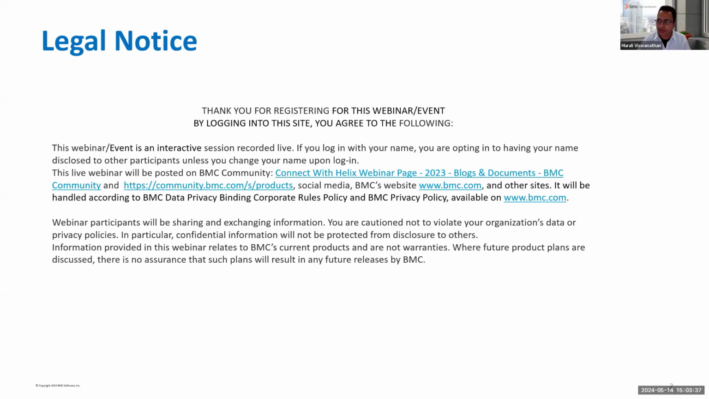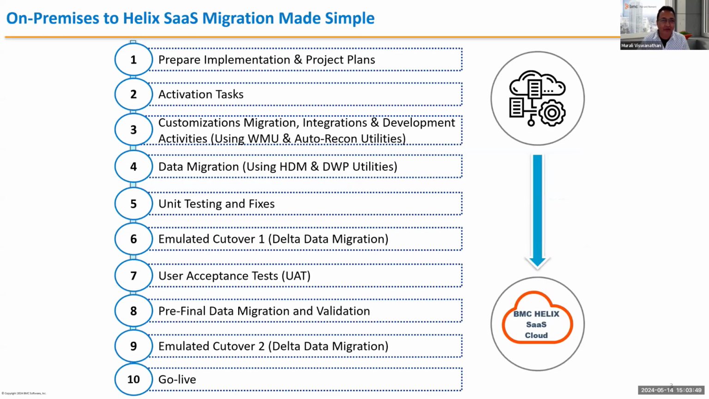Some of you we have met before, and we did one of these sessions in a partner roundtable about a year and a half ago. So it's more like a refresher for a few folks and maybe new to some folks. Today's agenda: we're going to look at the end-to-end process for how one can successfully migrate from on-premises to Helix. The reason we say made simple is that we've done some amazing automations and amazing tools available for you, so hopefully it's simpler for you to move forward and there's less pressure on you.